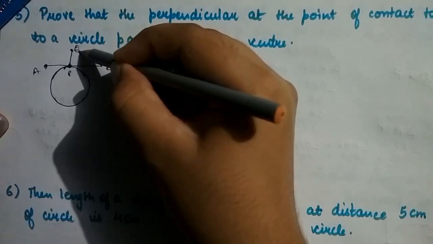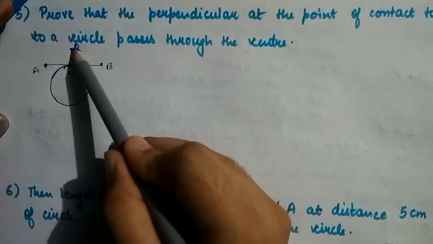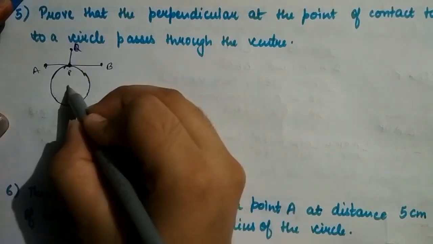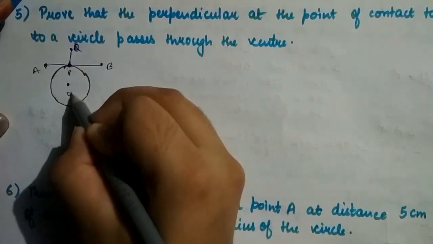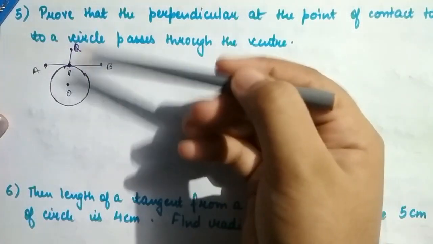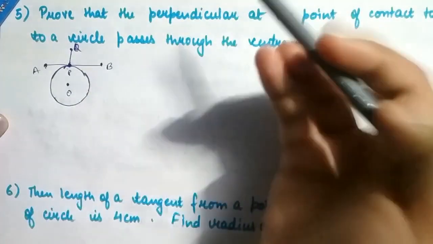This will be Q. So we have to prove that this perpendicular QP passes through the center. This is the center of the circle O. So we have to prove that the perpendicular drawn at the point of contact passes through the center of the circle. So what is given?